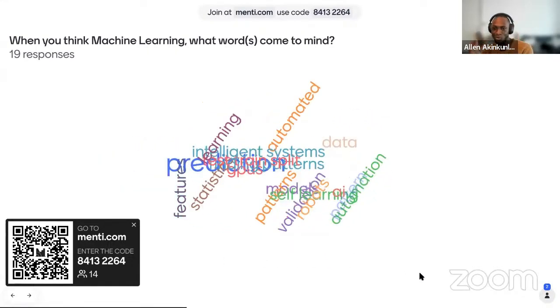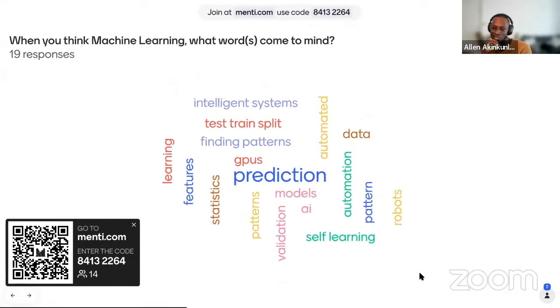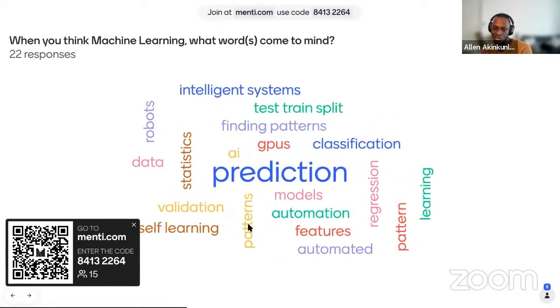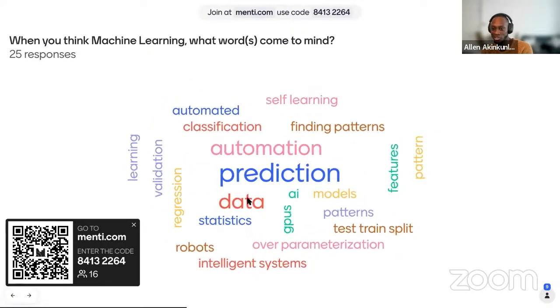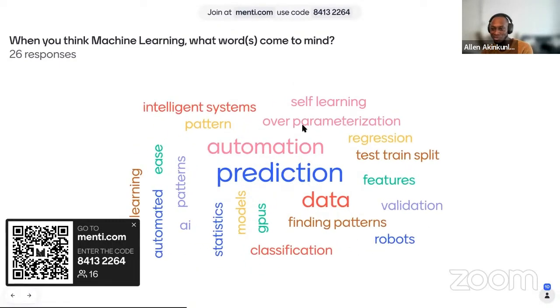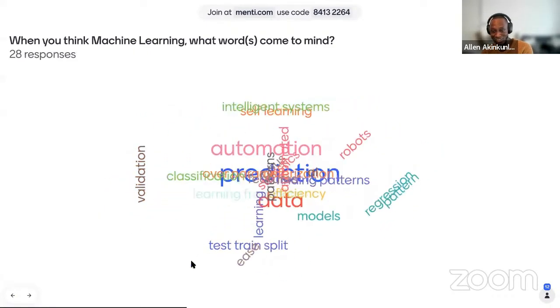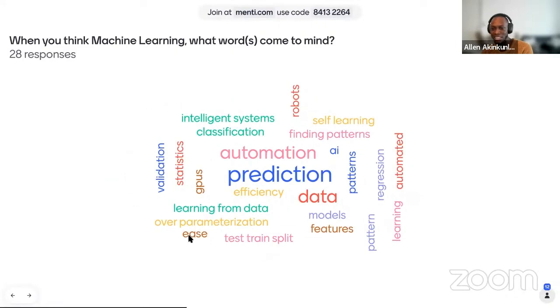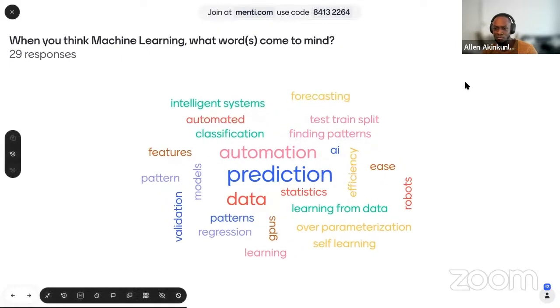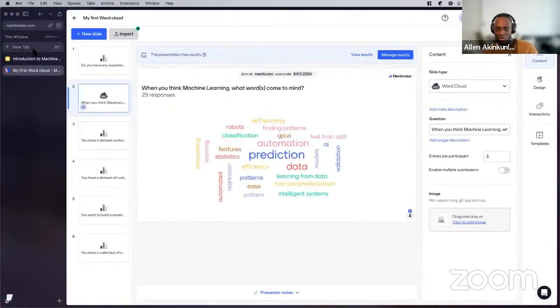I like how these things are coming together. But I spotted another one. Data, absolutely. I think that's the most important thing. The most important word here really is data. Over parameterization. Whoever put this has been reading a lot of textbooks. So nice. Regression, yes. Regression is something we will cover today. Interesting. So yes, thank you. 20 responses. We will share this. Thank you everyone for putting up what you think when you think of machine learning, right? So I'm going to stop this and go back to the deck.